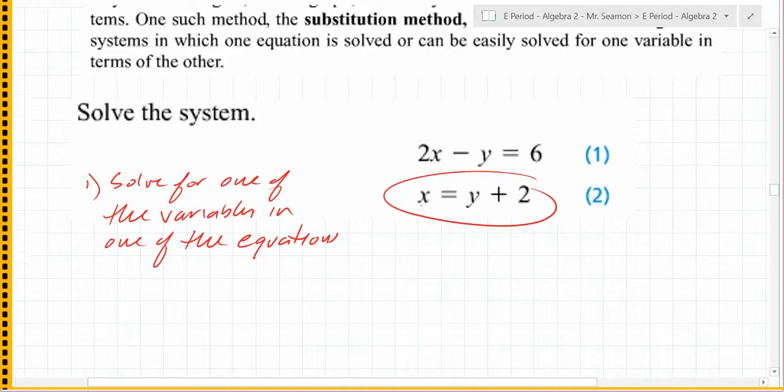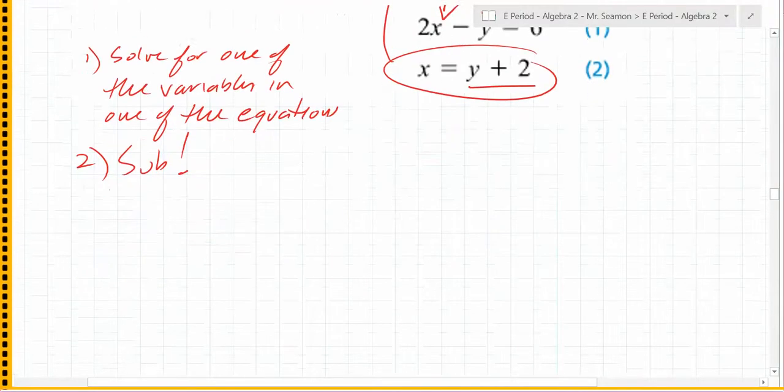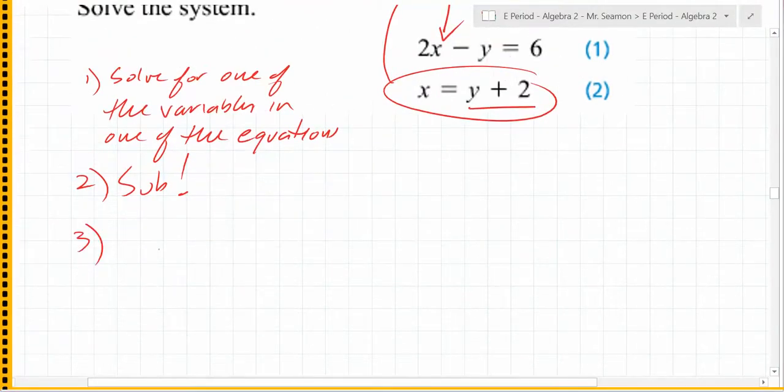Once you've solved for a variable, then what do you do? Once you've solved for one of the variables, which we have, x in a second, what do you do next? Substitute, yeah. You sub. And where's this one going to go? Where do you plug x equals y plus 2? Into the x in 2x. So solve, sub, and then you... I'm going to show you.